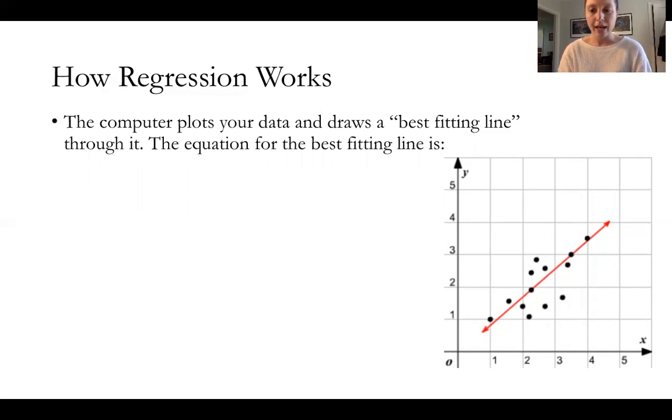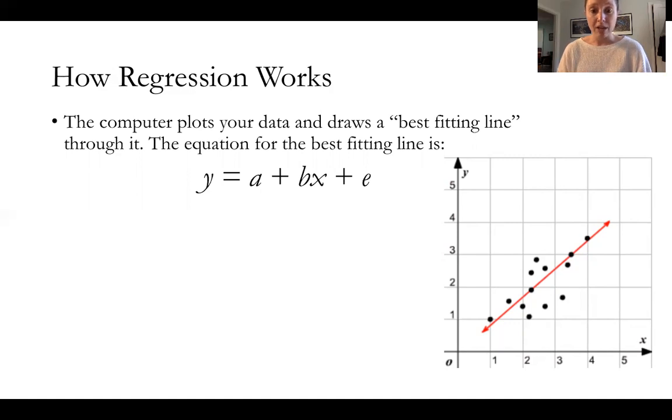A best fit line means that it's minimizing the amount of space between the line and the data points on average. It doesn't have to hit every data point. In fact, it never really does, but it's minimizing the amount of space between all of the data points and the line. Now that line has an equation that comes with it, and that equation looks like this.